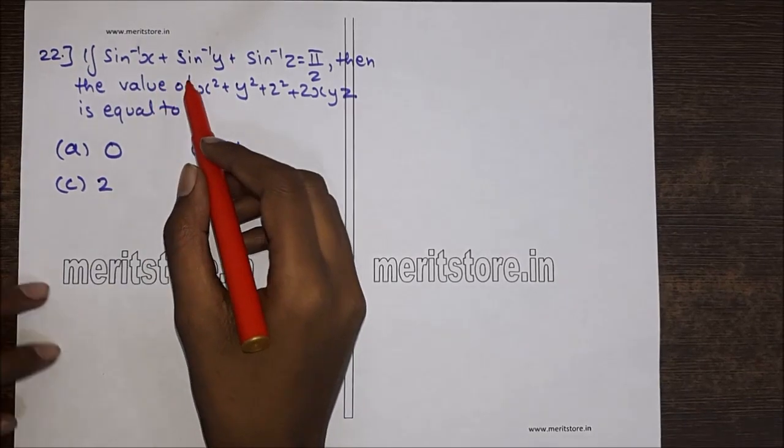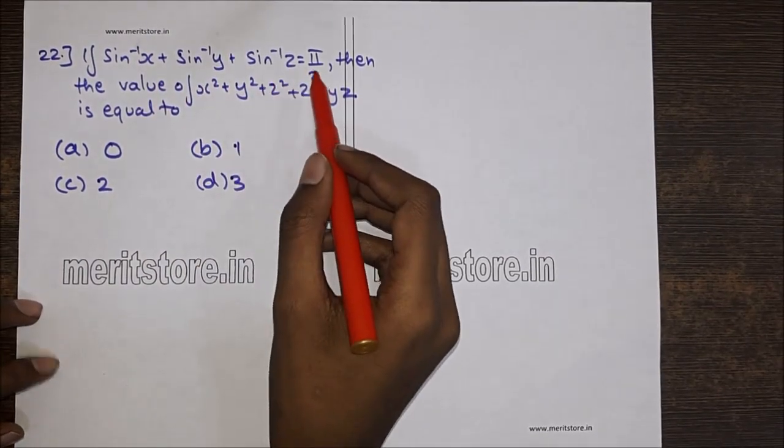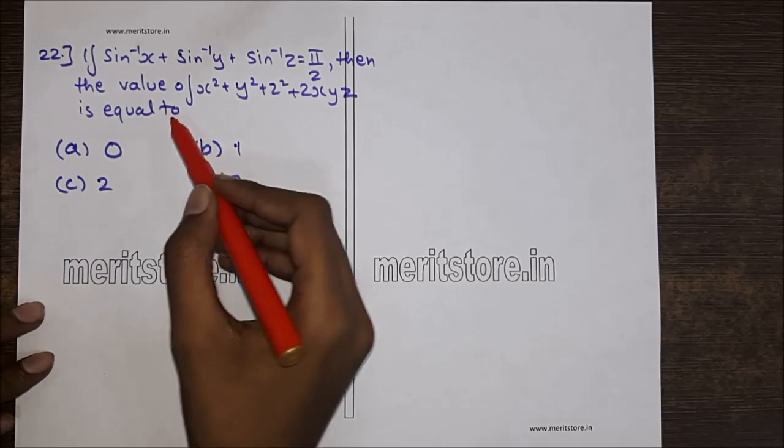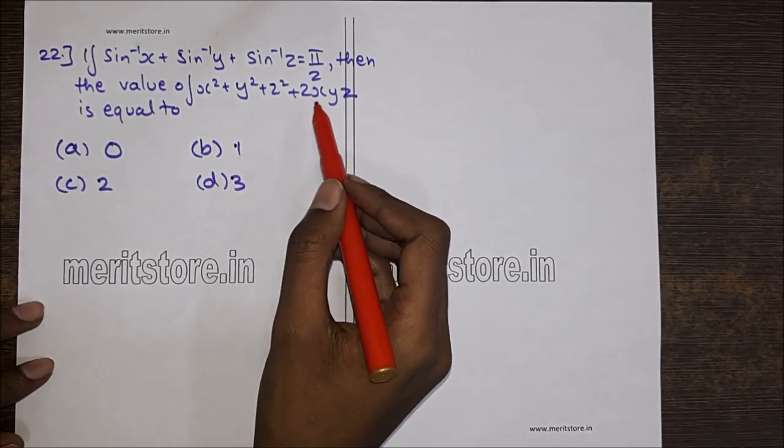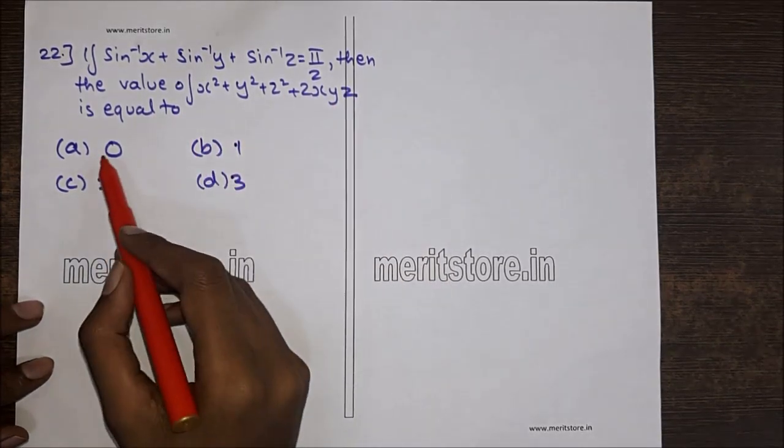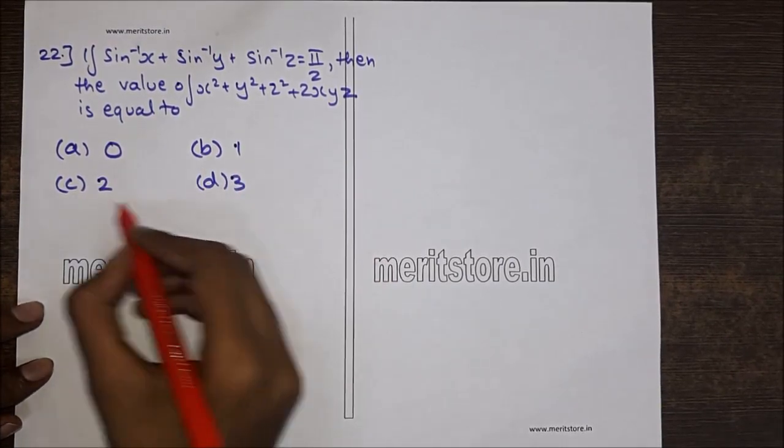If sine inverse of x plus sine inverse of y plus sine inverse of z is equal to pi by 2, then the value of x square plus y square plus z square plus 2xyz is equal to a) 0, b) 1, c) 2 or d) 3.